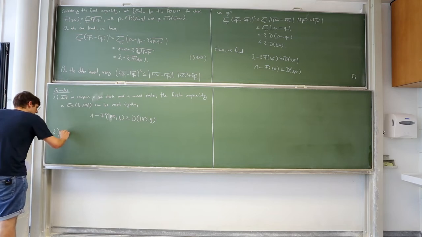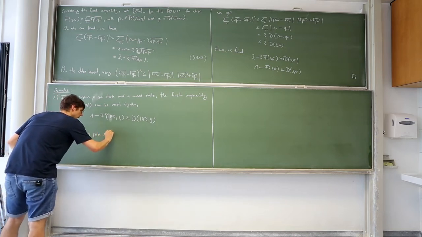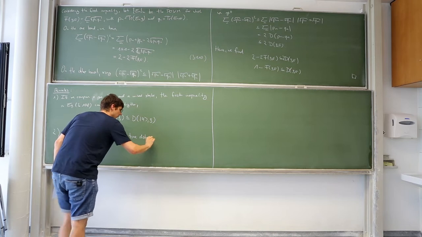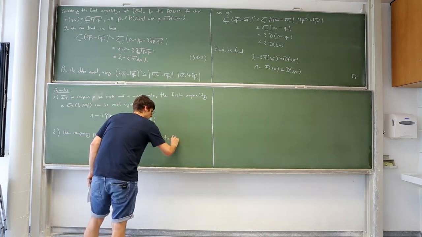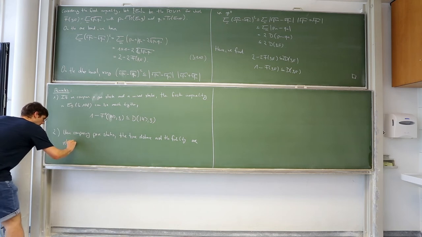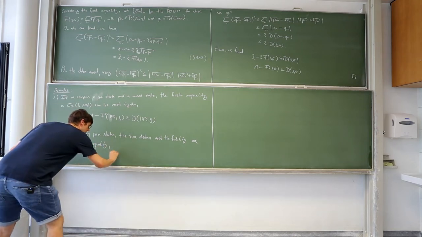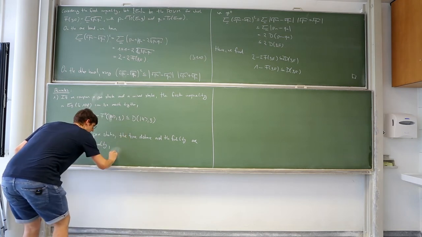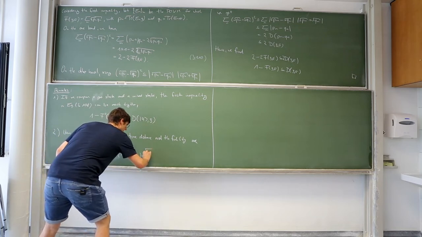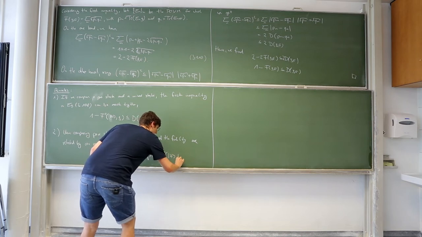And the second remark is an important remark which I used in the proof. Namely, when comparing pure states, the trace distance and the fidelity are related by an equality. Namely, the trace distance of psi and phi is equal to the square root of 1 minus the fidelity squared of psi and phi.